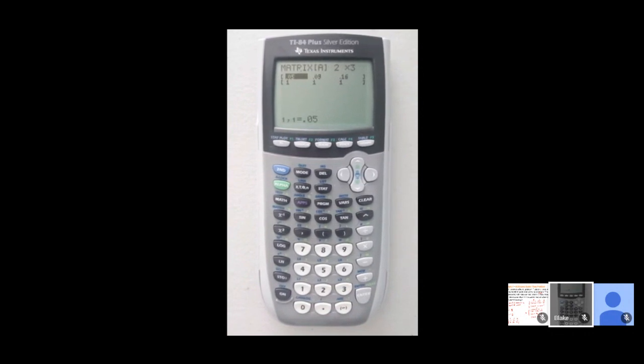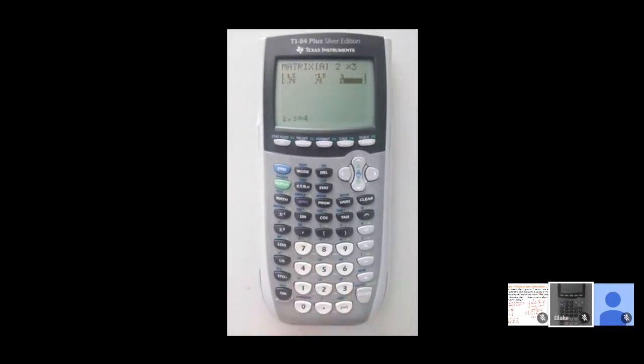Now I'm just going to put all my entries in from that matrix that we just wrote. So this is going to be 1.5. If I press enter, it automatically moves to the right, so then I can just keep going. Negative 1.5, enter, and then 4, enter. So that takes care of the first row. Then my second row, we had 0.75, 0.75, and 4. Any questions about getting that into the calculator?